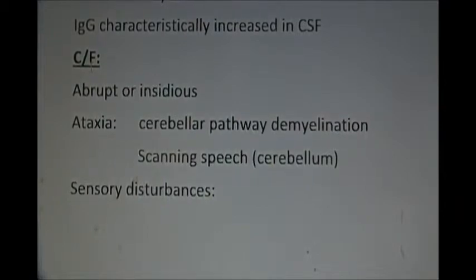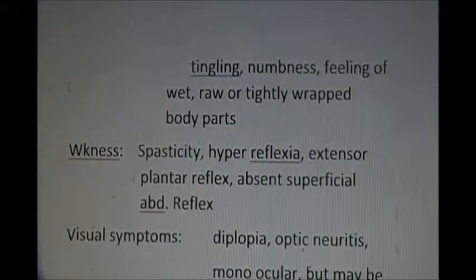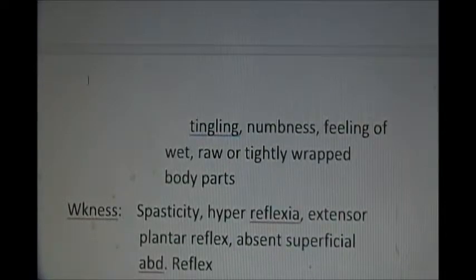Number one, ataxia. Why is there ataxia? Ataxia is due to cerebellar pathway demyelination, and also because of the cerebellum involvement, the speech is scanning. The disease has both motor and sensory disturbances.